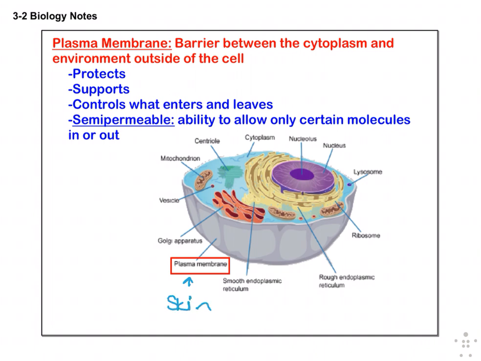It protects the cell, it helps support it, it controls what goes in and out of the cell, and it's able to do that because it is what we call semi-permeable. It has the ability to allow only certain molecules in or out. It keeps the good stuff in and the bad stuff out, and it allows oxygen to come in, but we need to get rid of our CO2, so the CO2 is allowed out.